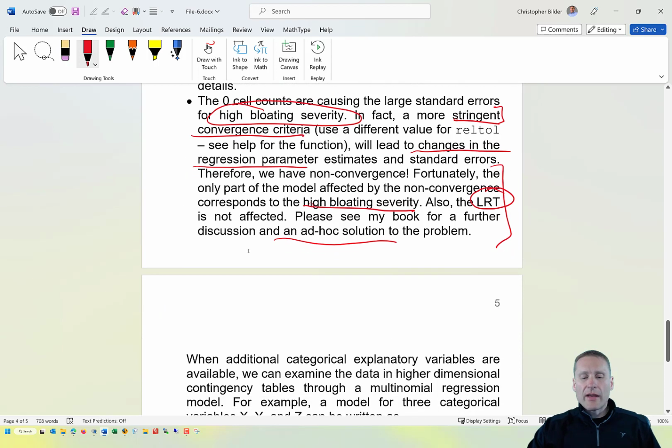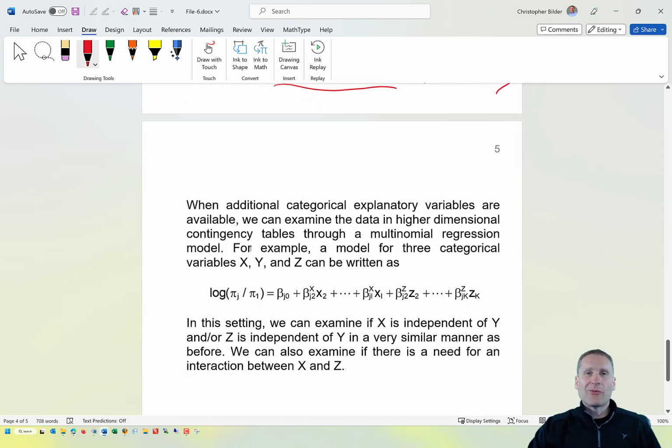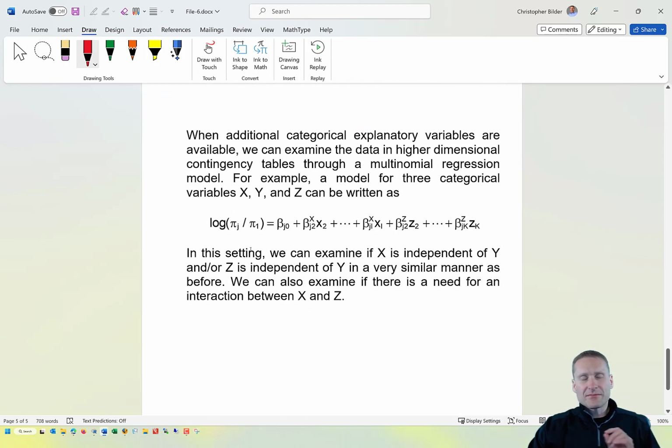Okay, so that concludes this. Oh, sorry, I have one more small part here. Now, what if, instead of having two variables in your contingency table, or you could say a two-dimensional contingency table where you have rows and columns, what happens if you have 3 variables, 4 variables, or 5 variables? Well, you can put it in this multinomial regression model setting as well.